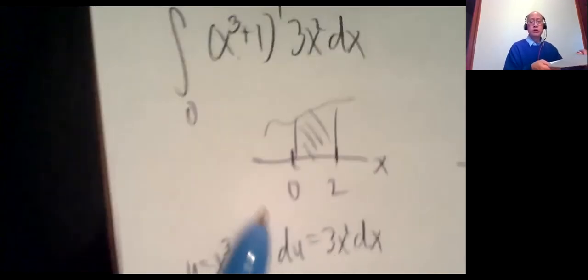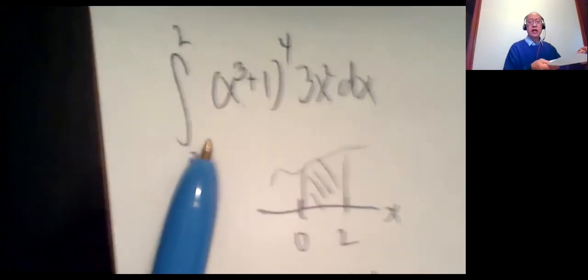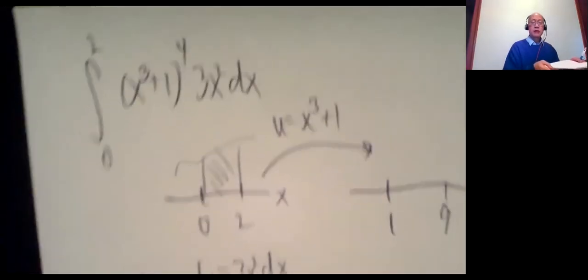So the interval, which used to be from 0 to 2, by means of this transformation, this change, since u is x cubed plus 1, the new integral went from 1 to 9, because u equals x cubed plus 1, right?